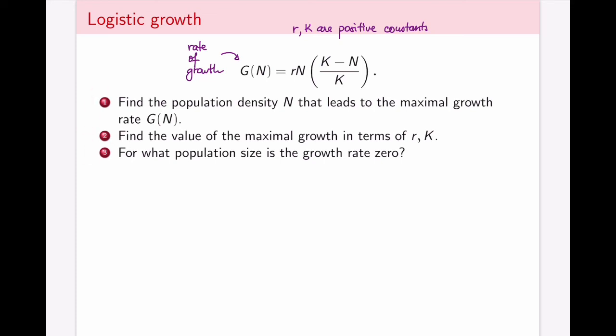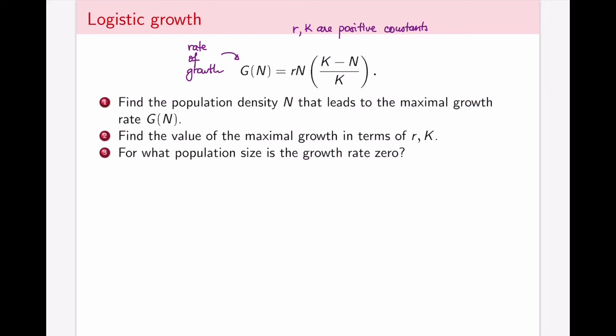So let's see what we are trying to do within this question though. We are first of all asked to find the population density n that leads to maximal growth rate. So for how many individuals, how dense does the population have to be that it grows the fastest it will ever grow? Secondly, we're asked to find the actual value for this growth. And then finally, what population size produces the growth rate of 0? So no additional individuals being born.